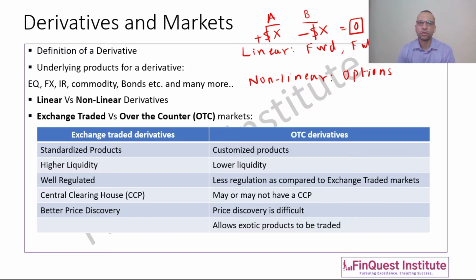Now, exchange traded products show high liquidity. That's because whenever we have any derivative which is listed on the exchange, we have more market participants that are willing to take positions in those derivatives, because these are standardized products and market participants find these products appealing for their requirements. So as the number of participants increases, the liquidity offered by an exchange traded derivative is high. Then exchange traded ones are also heavily regulated.